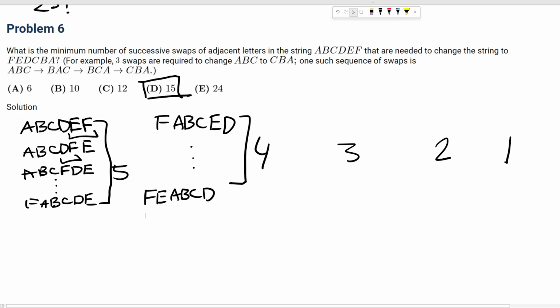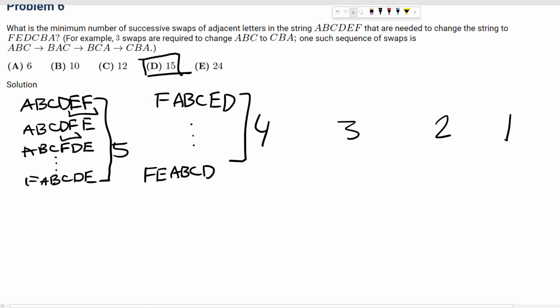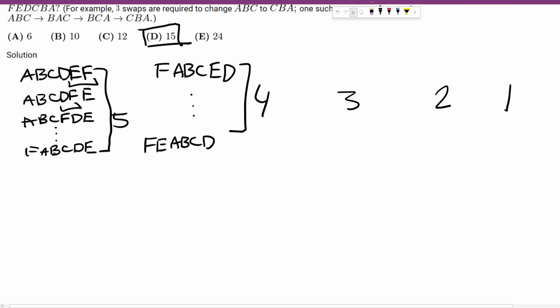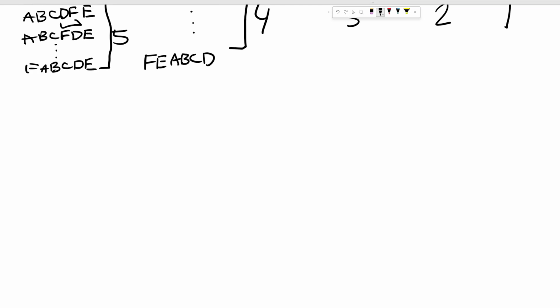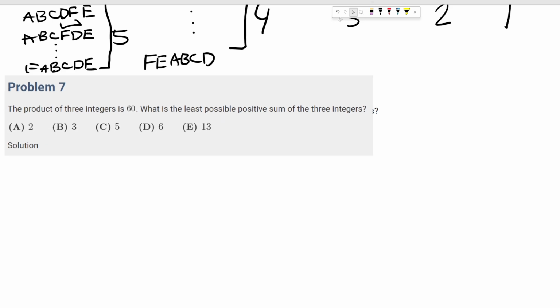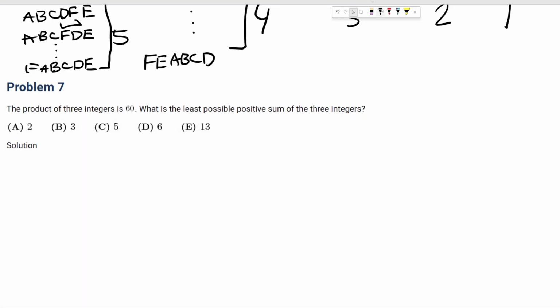Problem 7 is a bit of an annoying one. So first, oh wow, my computer is slow. The problem is asking us to find 3 integers that multiply to 60, and they have to add up to a positive number, and we're trying to find the minimum possible value of that. So obviously we're going to want to use 2 negative numbers and 1 positive number, because that's probably going to be better than just using 3 positive numbers.